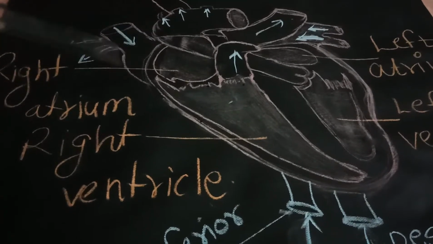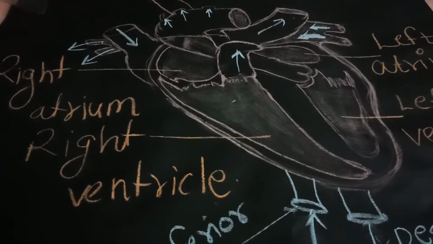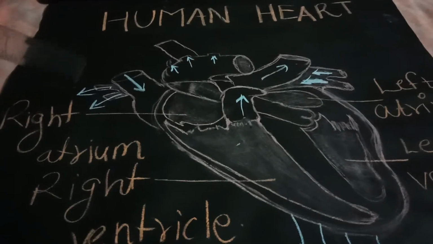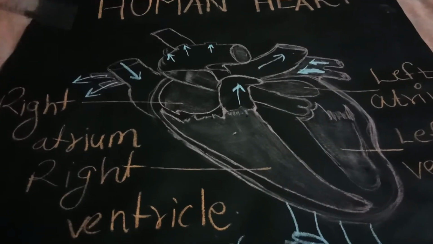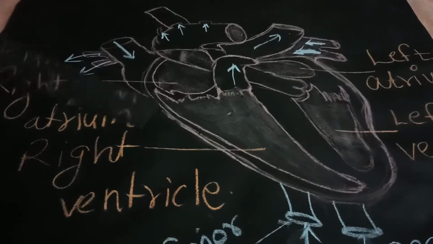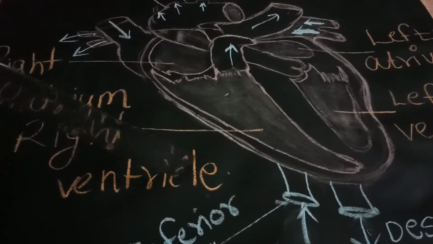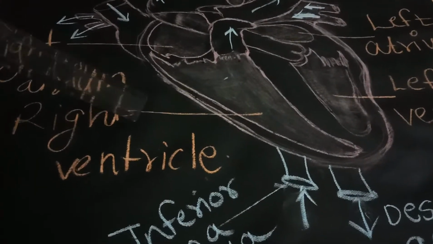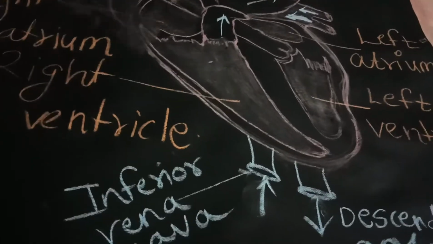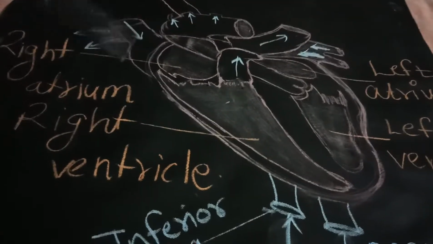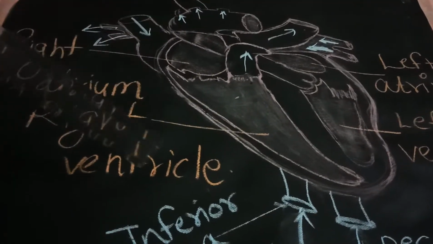So, the main function of the heart is to pump blood containing oxygen and nutrients to all the cells in the body. Students, you know that we eat food and that food is converted into blood because the nutrients which are present in the food are absorbed in the blood.